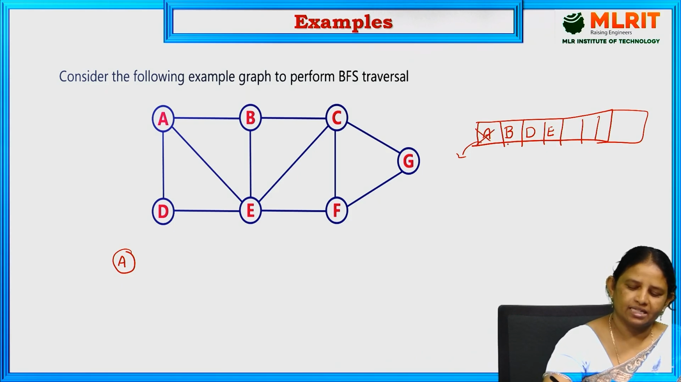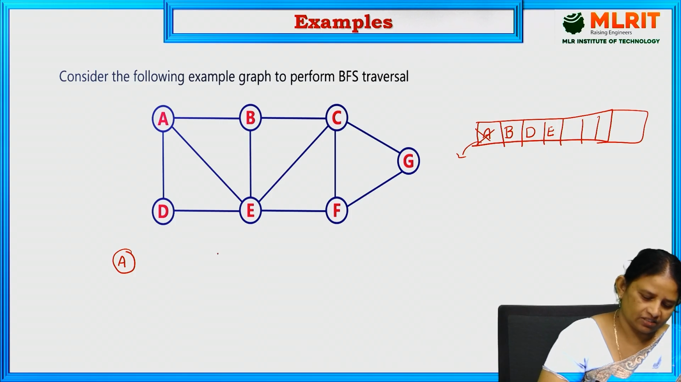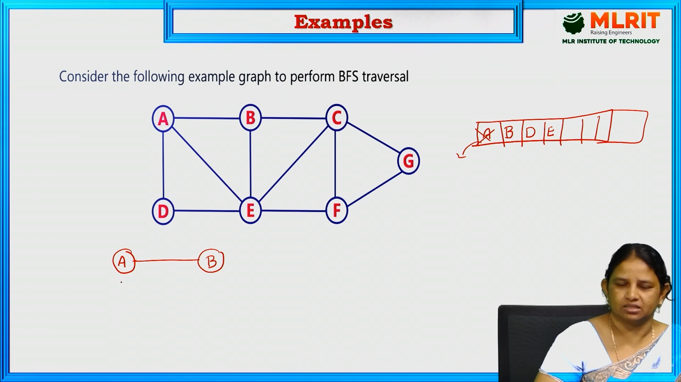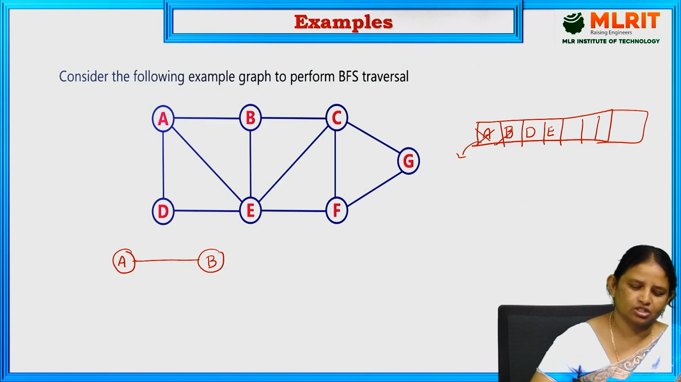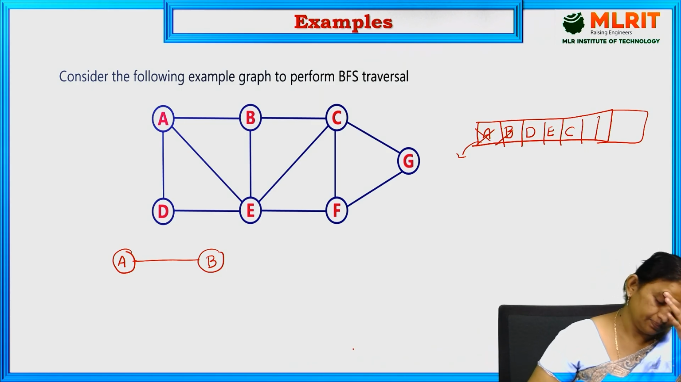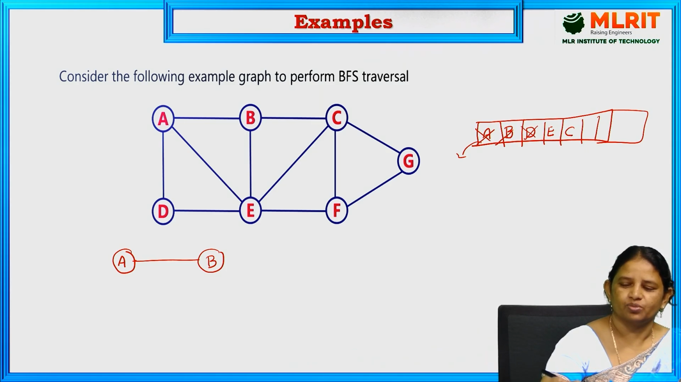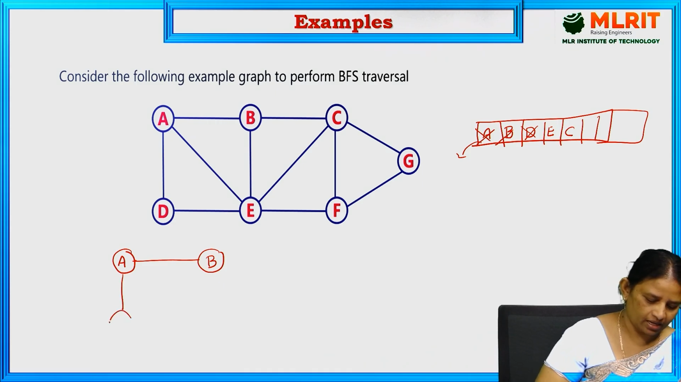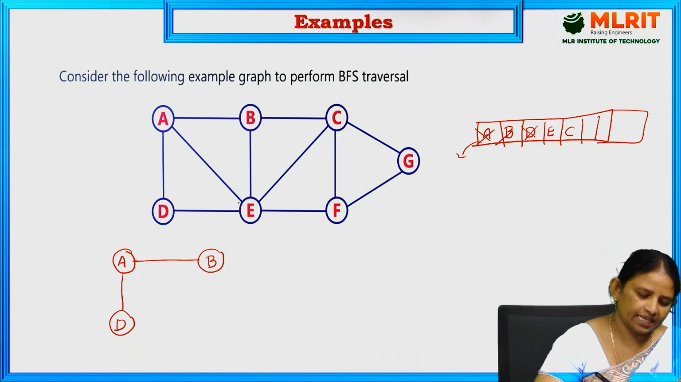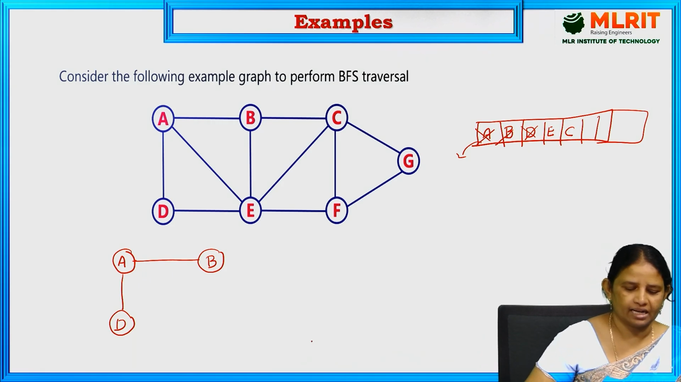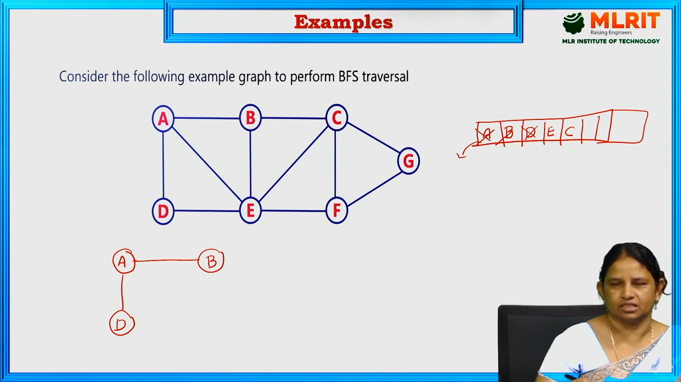Next, B is the next adjacent vertex that is visited after A. B is the next unvisited vertex. B is added. Next, before deleting the front element of the queue, what are the adjacent vertices? B's adjacent vertices are E, which is already added, then C is added to the queue. Next, D. D is deleted from the queue and added to the spanning tree. What are the adjacent vertices of D? The adjacent vertices of D are A and E. A is already visited, so no need to visit.